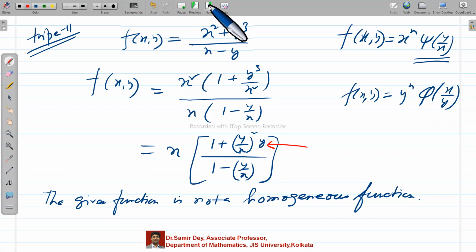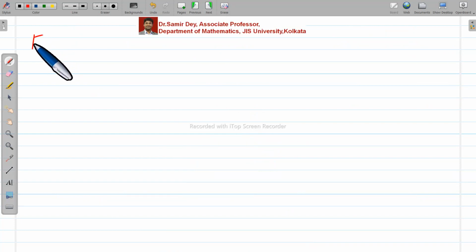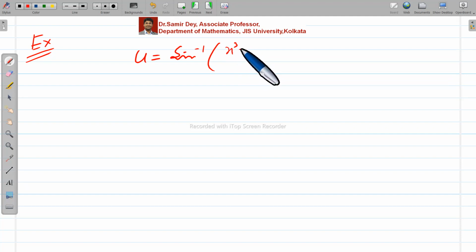Now switch to the next example. Now a very important example I'm considering, just to test whether it is possible or not. Suppose you have u is equal to sine inverse of (x cube plus y cube) by (root under x plus root under y). Suppose you want to test whether it is homogeneous or not.